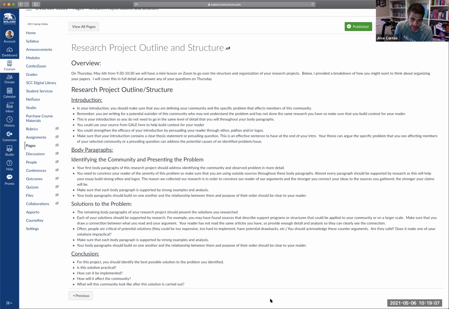So for your conclusion, for this part of your project, you should identify the best possible solution, or maybe solutions, to the problem that you'd identified. And then this is where, kind of to Chris's point, is this solution practical? Is this something that's very easy to implement? Is this something that's going to take a lot of work to implement? How can it be implemented? Maybe it starts small and then it grows from there.